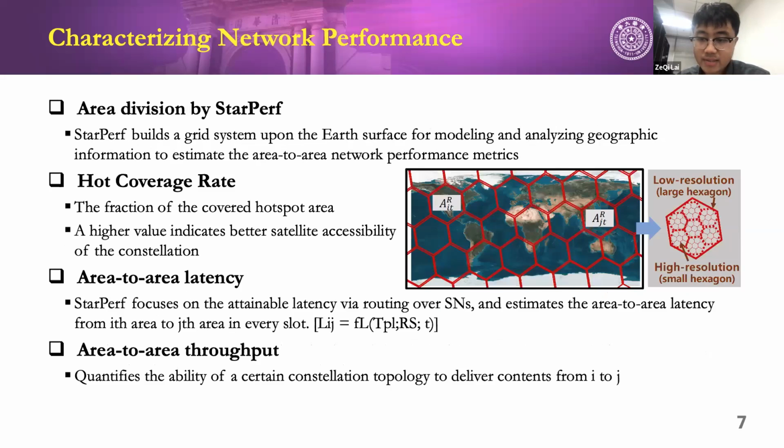StarPerf builds a grid system upon the Earth's surface for modeling and analyzing geographical information to estimate the area-to-area network performance metrics. It uses the fraction of covered hotspot area to quantify the hot coverage range. We focus on the attainable latency while routing over satellite networks and estimate the area-to-area latency from different areas. It also estimates the area-to-area throughput to quantify the ability of a certain constellation topology to deliver contents from area I to J.